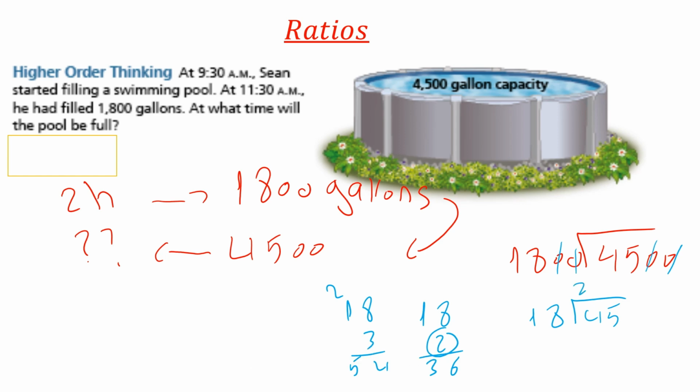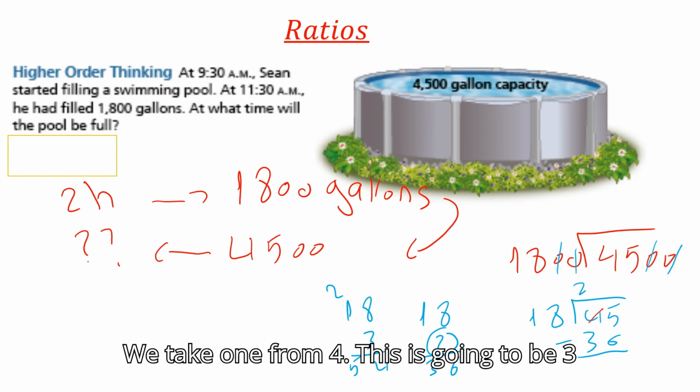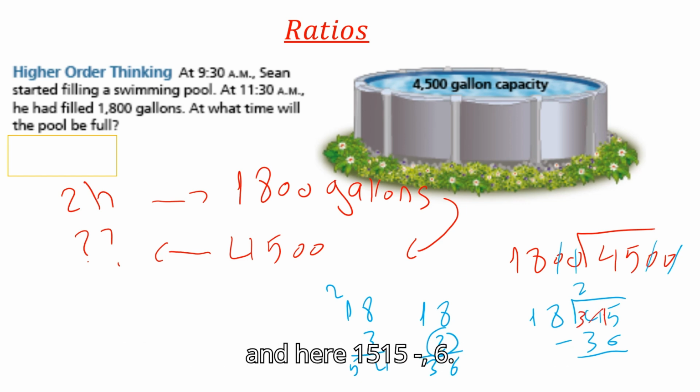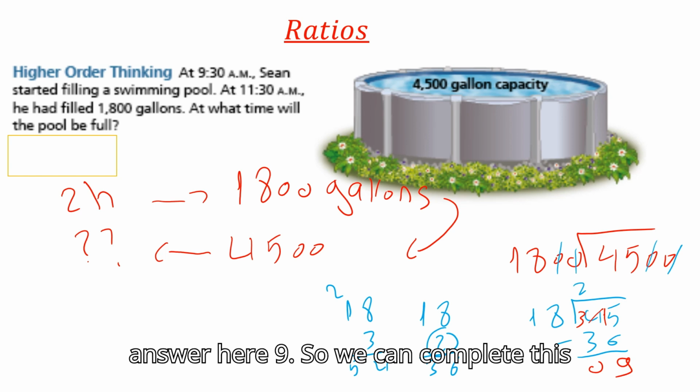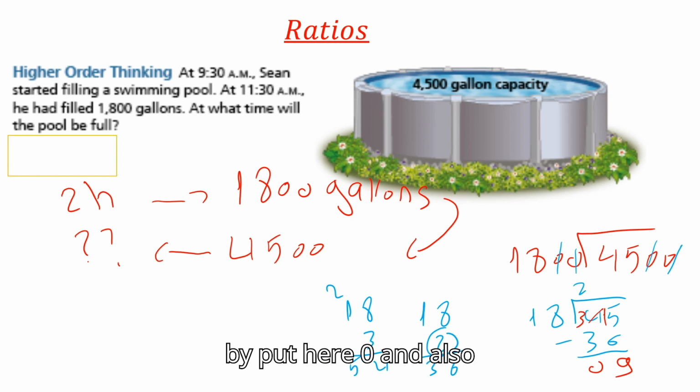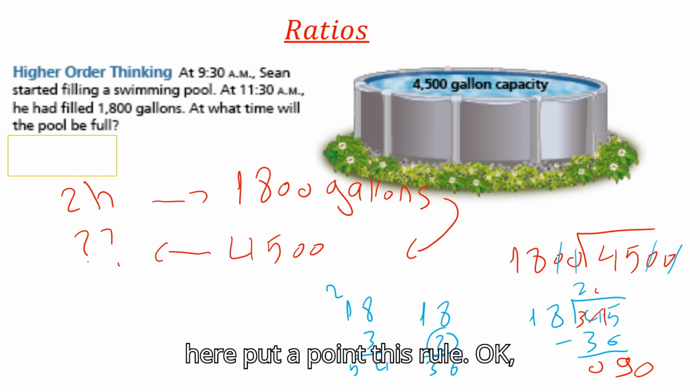2 times 18, 36. Here we have to do subtraction. 5, we take 1 from 4. This is going to be 3, and here 15. 15 minus 6, 9. Here 0. So the answer here is 9. We can complete this by putting a 0 here and also the decimal point here. Now, how many 18s in 90?